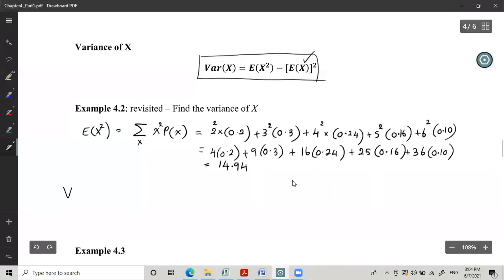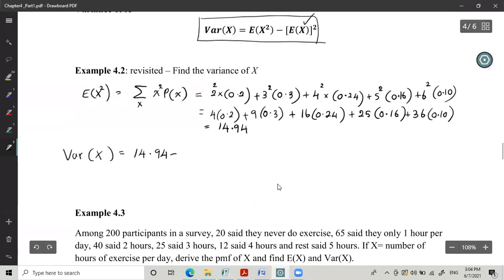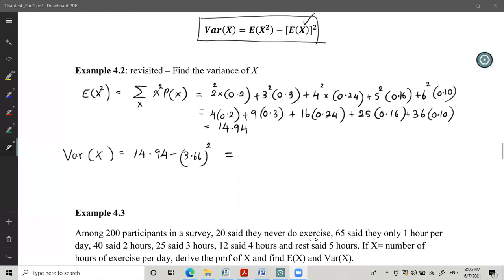Now let's calculate the variance of x. E(X square), we have 14.94. E(X) is 3.66. You have to square it. And then you can get the variance. Can you find that also? Yes, that's the answer. Right. So this should give you 1.54.